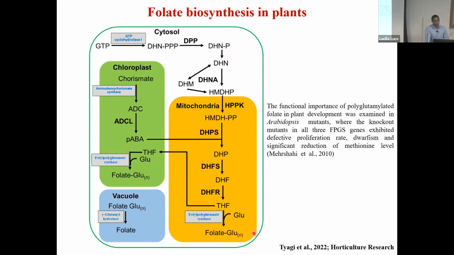The functional importance of this polyglutamate tail has been studied using a knockout mutant in Arabidopsis, where all three FPGS genes were knocked out. Knockout of all three FPGS resulted in a defective proliferation rate, dark fish, and significant reduction in methionine level.